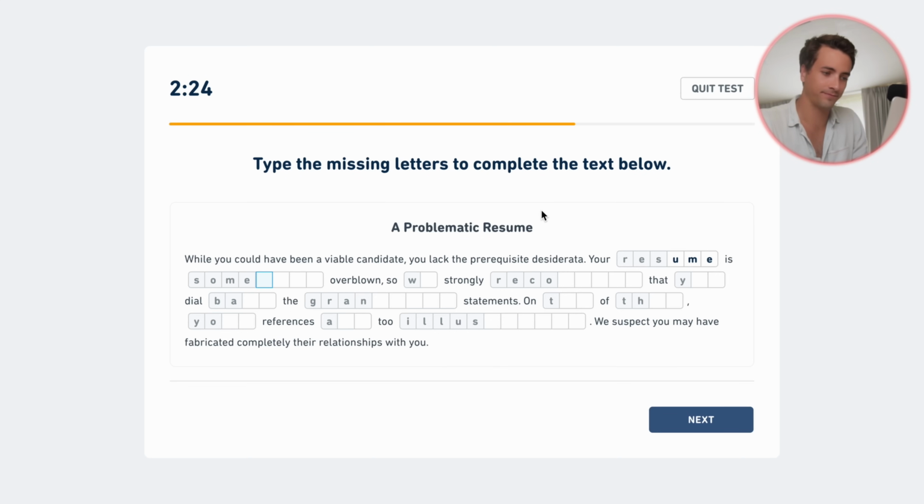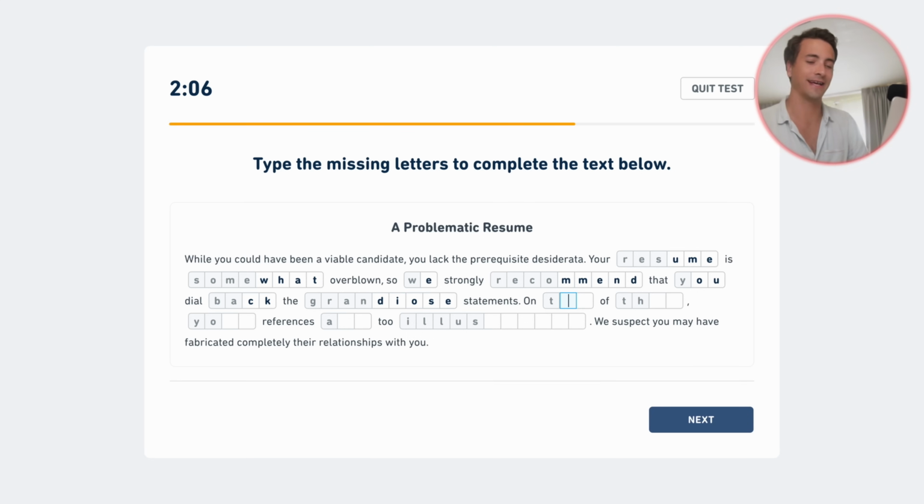Your resume is somewhat overblown, so we strongly recommend that you dial back the grandiose statements. Grandiose means grand, big, exaggerated. On top of that, your references are too illustrious. Okay. So we had definitely some advanced vocabulary here. Grandiose, illustrious, somewhat, I think could have been tricky.